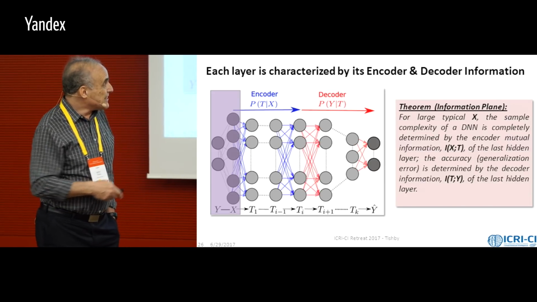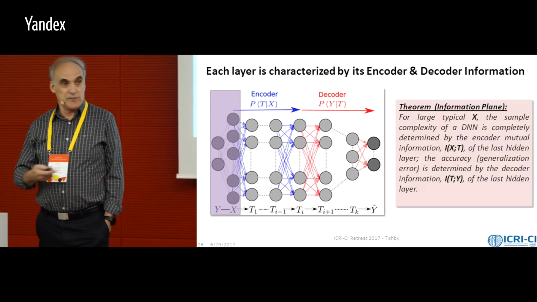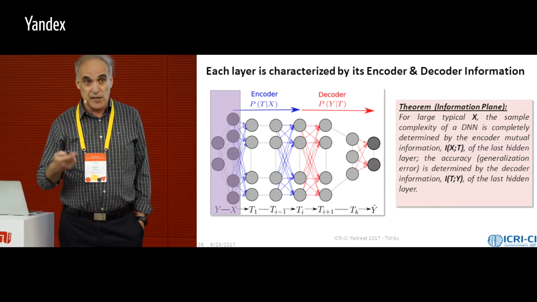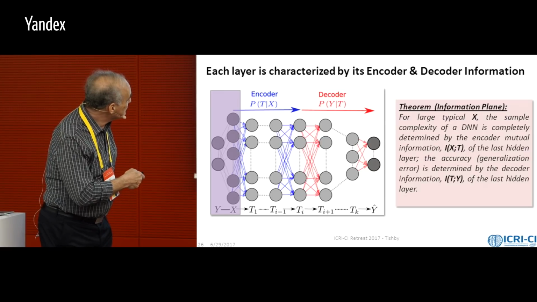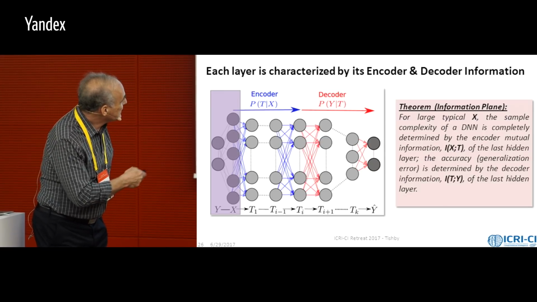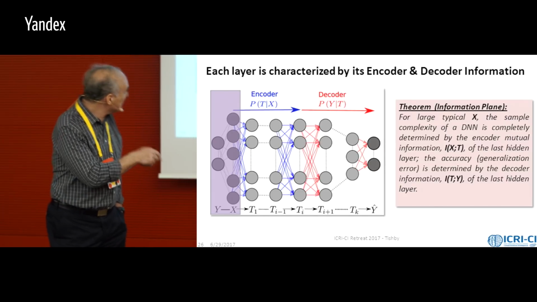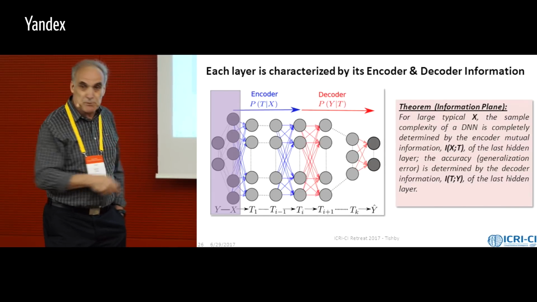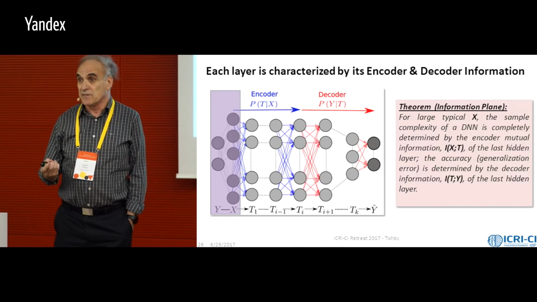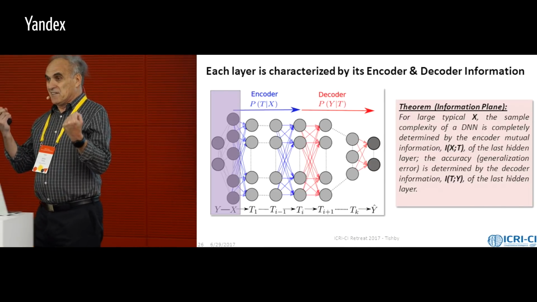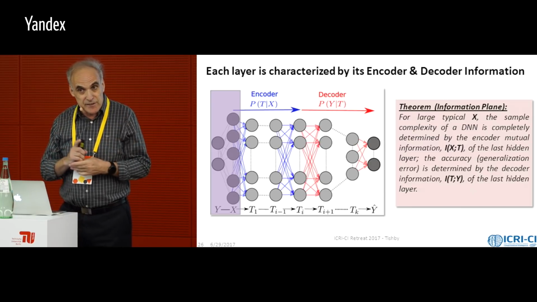And the accuracy, or the generalization error, the precision, the probability of making an error on a new sample, is completely determined by the value of the mutual information between the layer and the desired output Y. Not the true input, but the desired output Y. So these two quantities, in some sense, are sufficient to characterize the two main things we care about: number of examples and precision for large enough data.